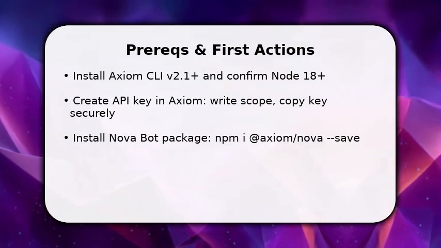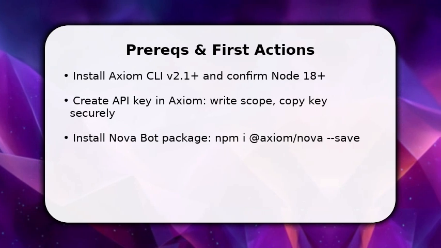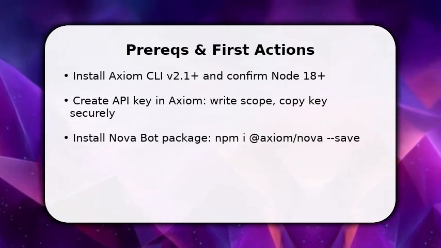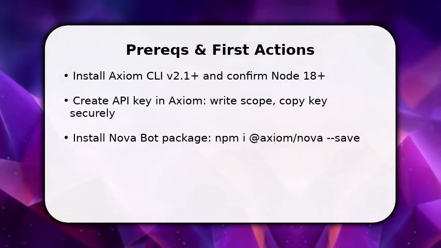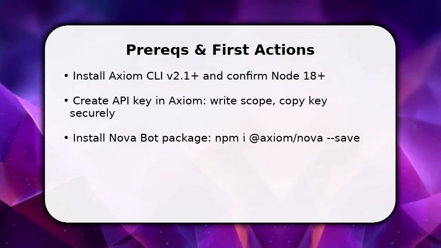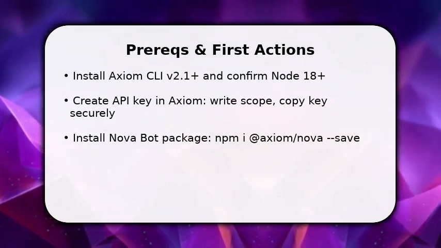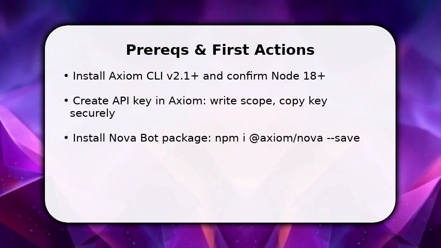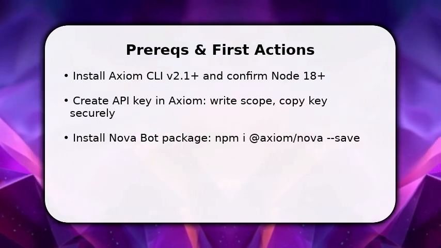Open your project folder, set AXIOM_API_KEY in your environment, and initialize Nova with the CLI helper. This first sequence ensures authentication and local tooling are ready so subsequent configuration applies to your live workspace without interruptions.